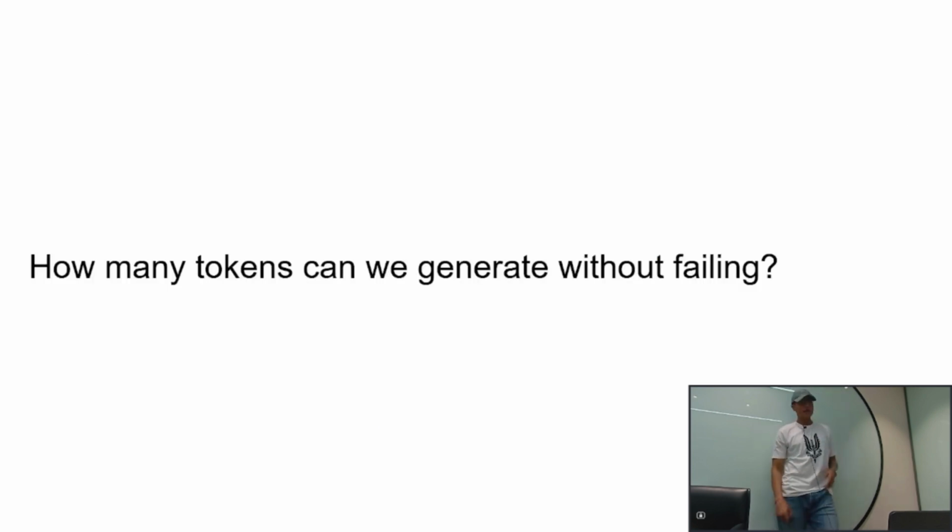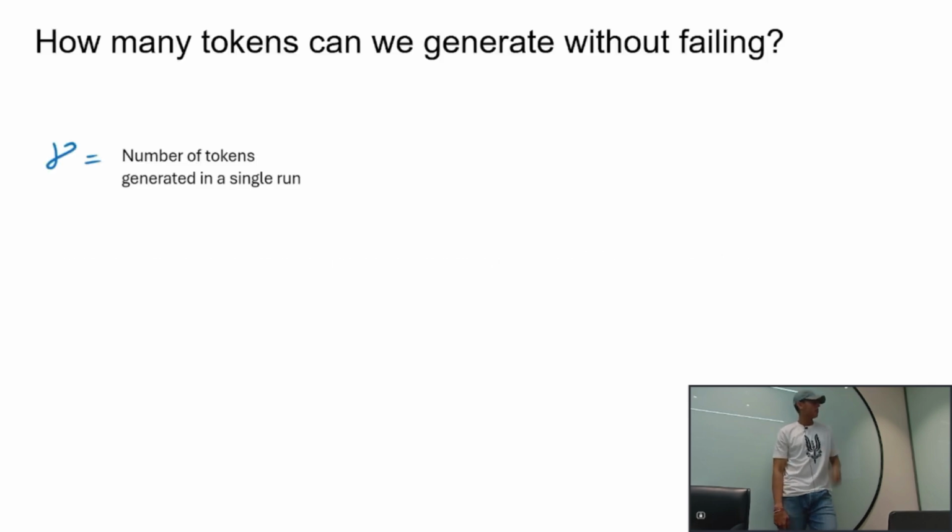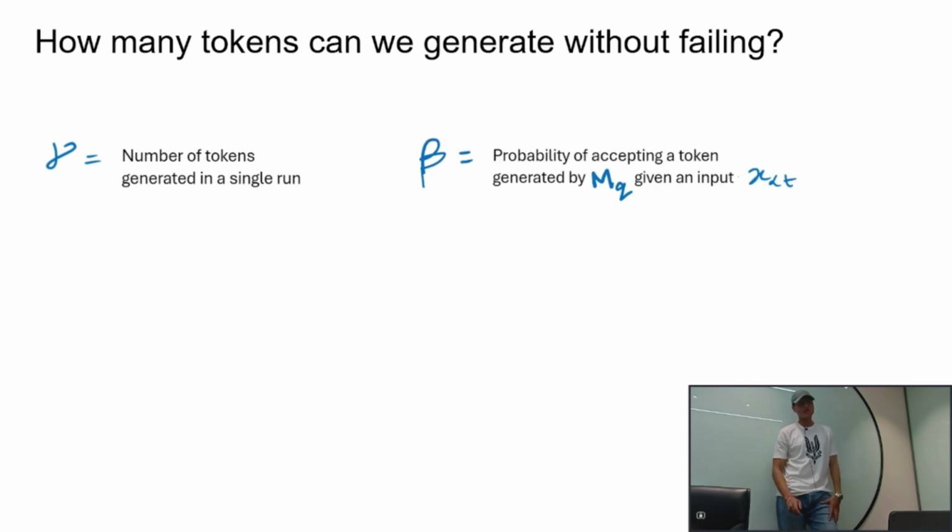So now the biggest question is how many tokens can I actually generate without failing? In a single run of the algorithm, the first run that we do, we generate a total of lambda tokens. Now for each input to generate a given token, let's say beta is the probability of accepting the token. That means I generated a token. What is the probability that the large model will accept it? Let's say that probability is beta.